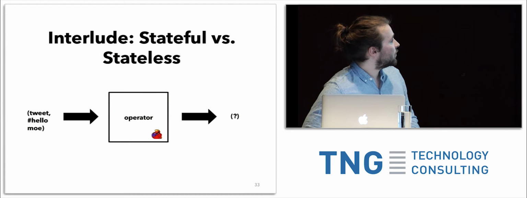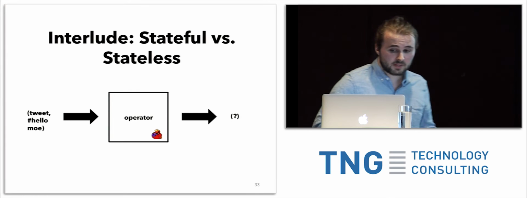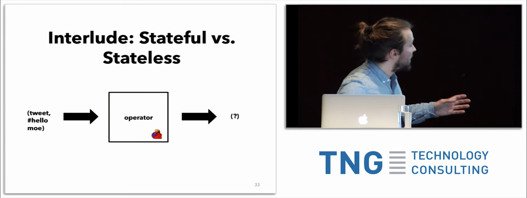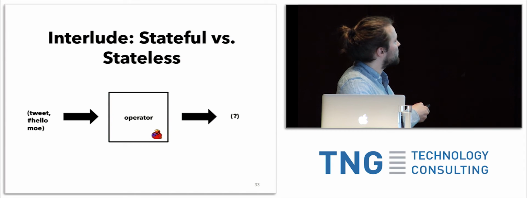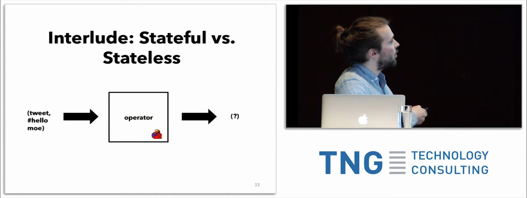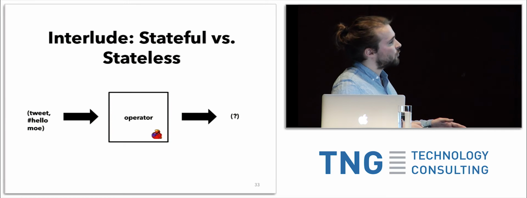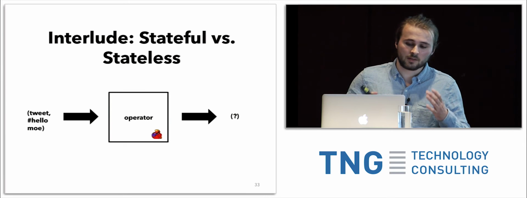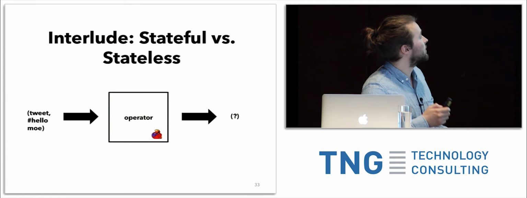Now, before we can understand the next thing, we have to do a little interlude about stateful stream processing and stateless stream processing. So let's imagine we have our operator sitting here. Then we have some data coming in. So this would be a tweet that says #hello Mo. And now we want to know what this operator can do or what it can look at to produce some result. The operator can either be stateful or stateless. And based on this, it can do different things.